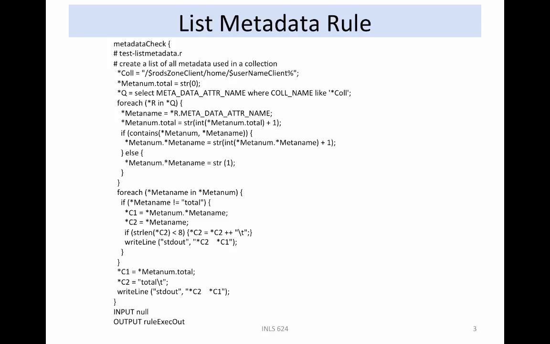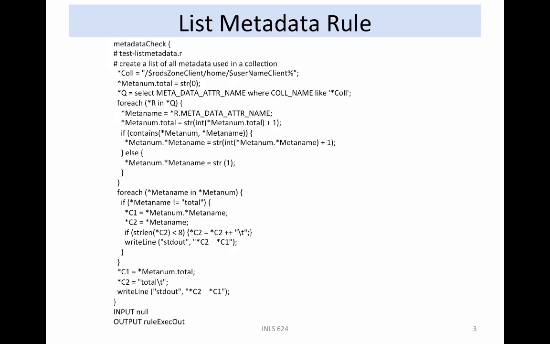When the metadata attribute names are printed, tab characters are inserted in the output string to handle attribute names that have variable length and produce a cleaner output. The rule defines a variable *Coll for the collection. It creates a query *Query which selects metadata attribute names for the given collection.